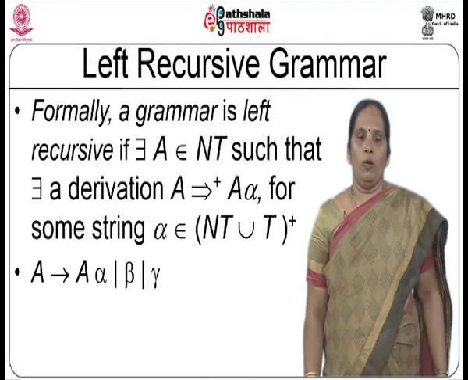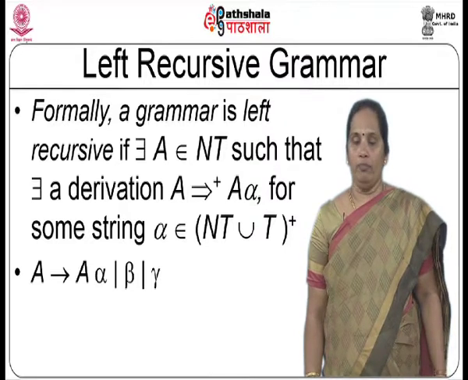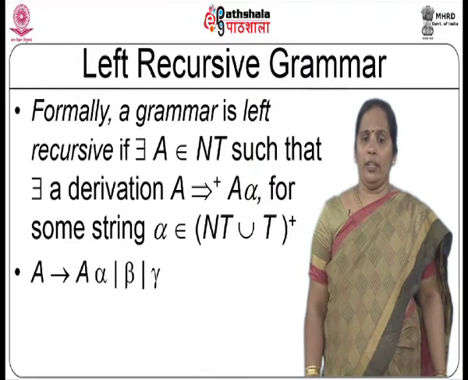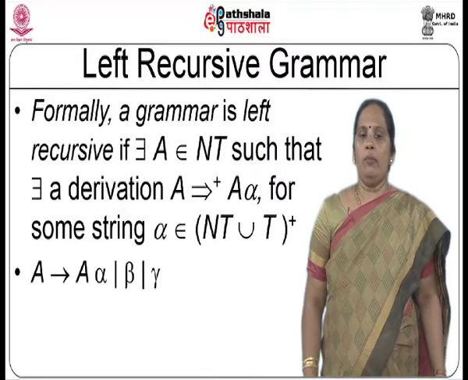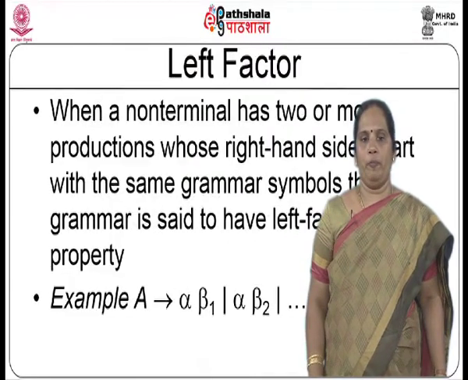Okay. Now, these are problems. So, if I have A produces A alpha or beta or gamma. Now, A alpha is going to be a left recursive production. Beta and gamma are non-left recursive productions. This is a left recursive production.